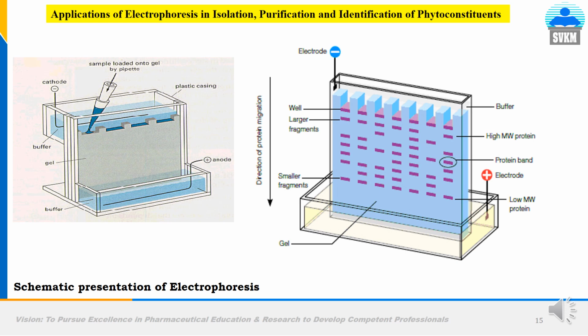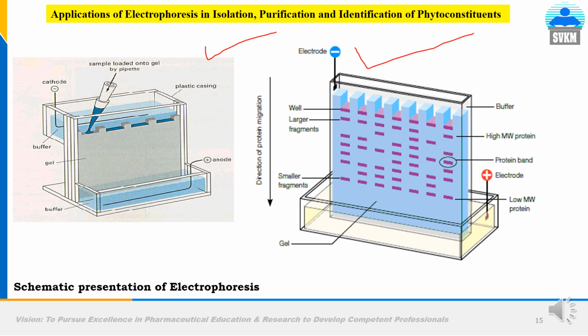Again, here there is a schematic presentation of electrophoresis. As we can see here, a trough is there where you can put the buffer solution, and there is a cathode and anode, an electric supply, and you load your sample here. Buffer solution is on both the sides, upside and downside, and this is a gel on which the separation will take place. So, this is figure number 1 and this is figure number 2.